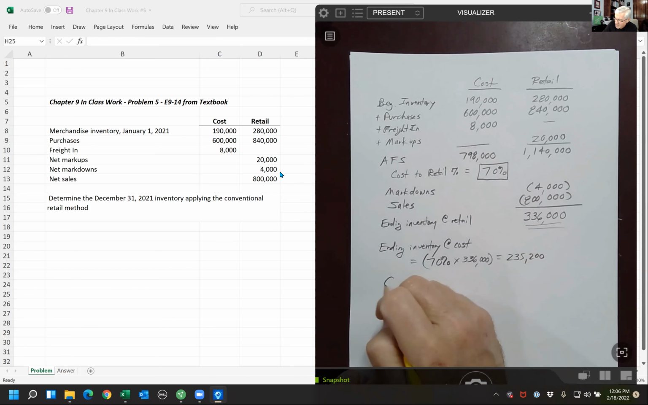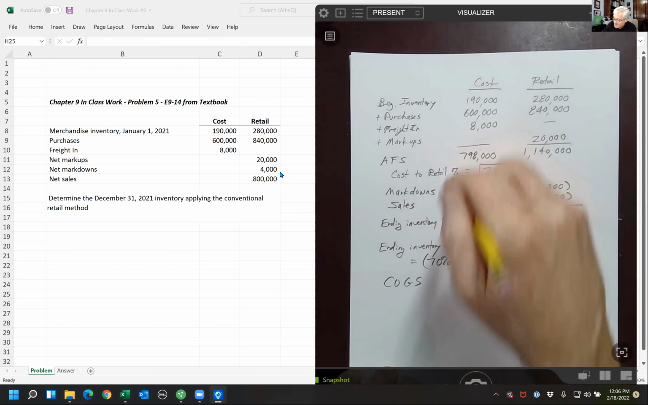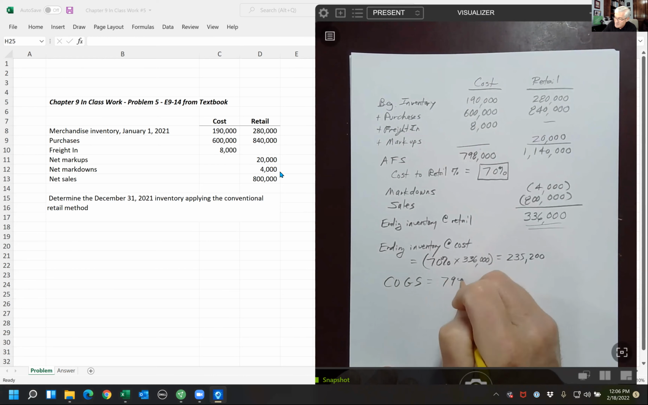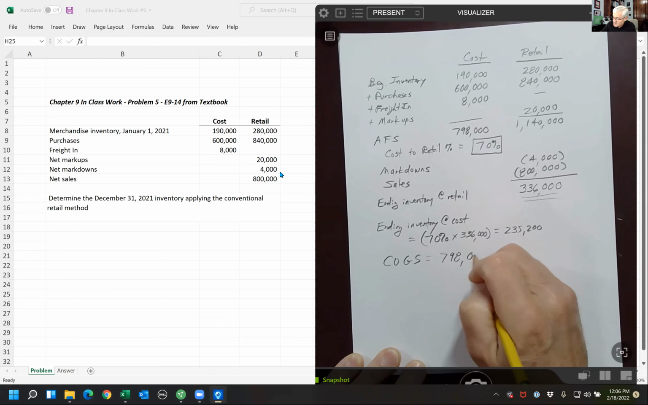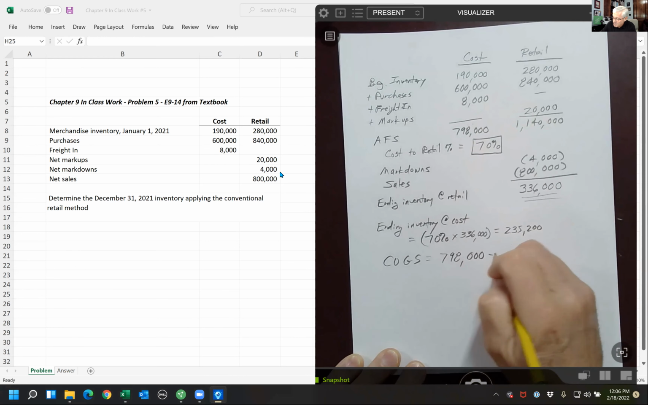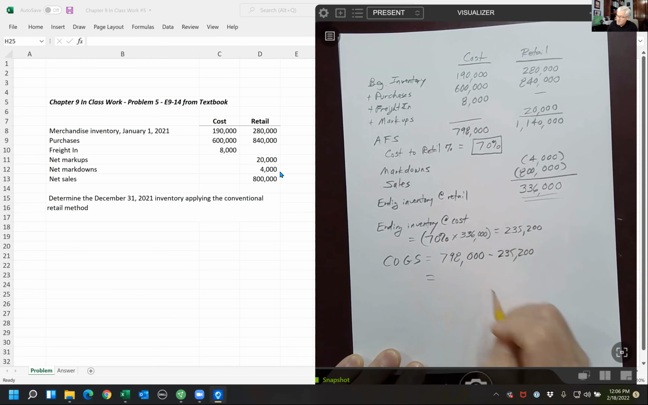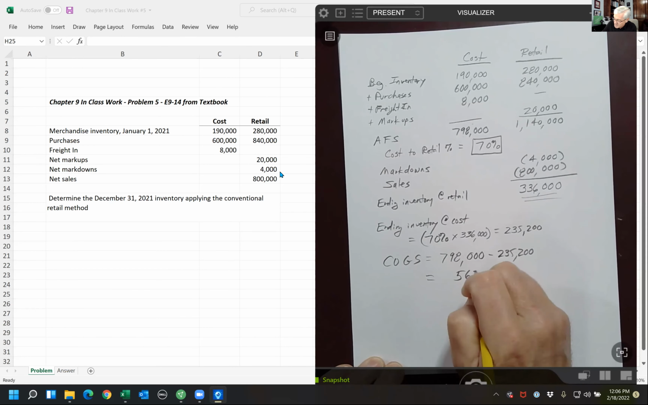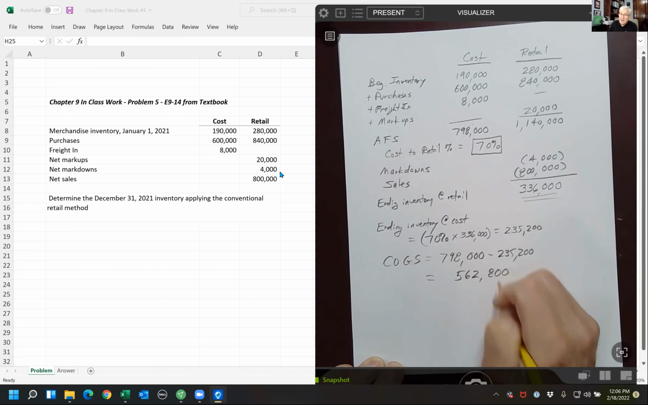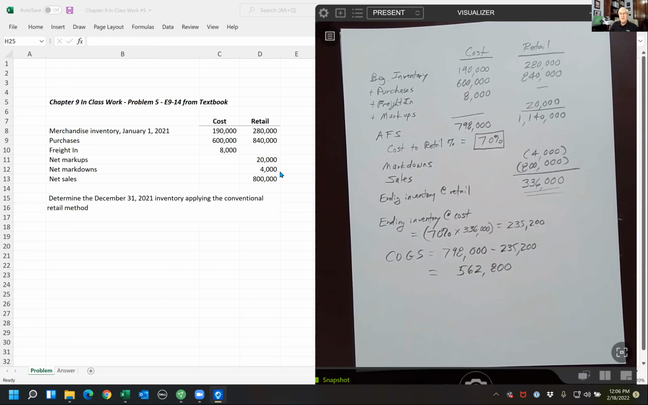How about cost of goods sold? Well, I got 798 available for sale minus 235,200, my cost of goods sold, $562,800. And so that's the conventional retail method.